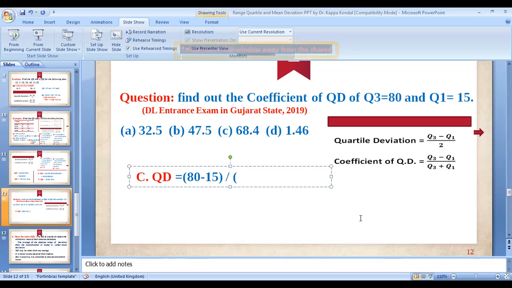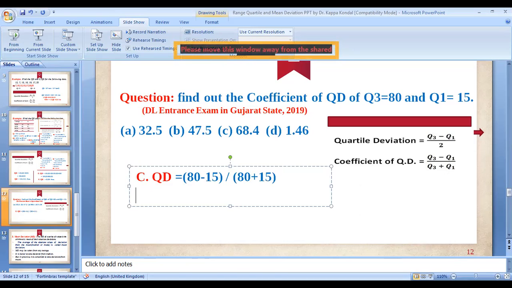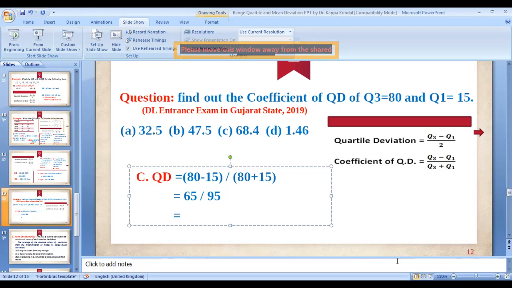Q3 80 plus 15, right? Then 80 minus 15, how much? 65. Divided by 80 plus 15, how much? 95. Then you can cancel: 65 divided by 95, how much? 0.684. So what is the answer among A, B, C, D?